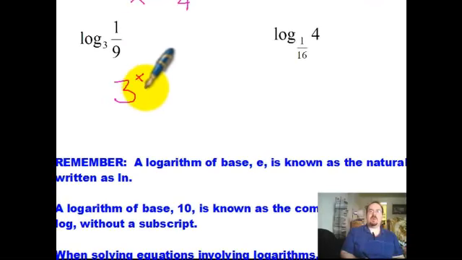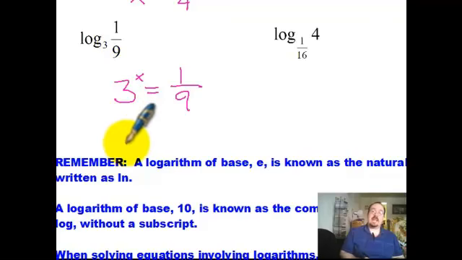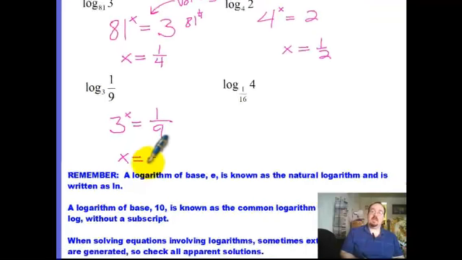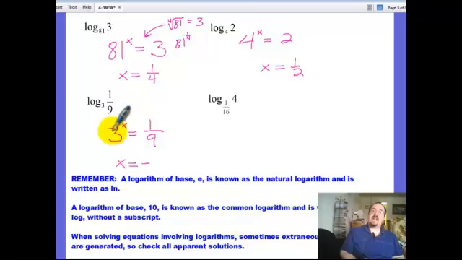3 to some power gives me 1/9. Well, I definitely need a negative to flip the 3. And then I have to square 3 to make a 9, so I get x equals -2. And again, if you plug the number back in, 3 to the -2, I think you'll see you do get 1/9. So double check your work.